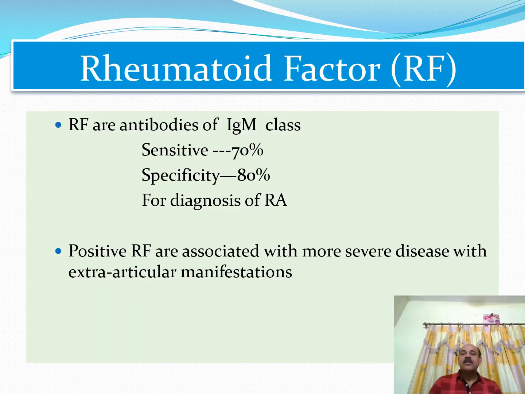Rheumatoid factors. These are very important. This is a very important investigation which is ordered in RA patients. Rheumatoid factors are basically antibodies of the IgM class. The sensitivity is about 70% and specificity is 80% in making the diagnosis of RA. Rheumatoid factors are associated with more severe disease with extra-articular manifestations. If rheumatoid factors are present in high concentration, that usually indicates very high disease activity, and these patients usually have extra-articular manifestations also.